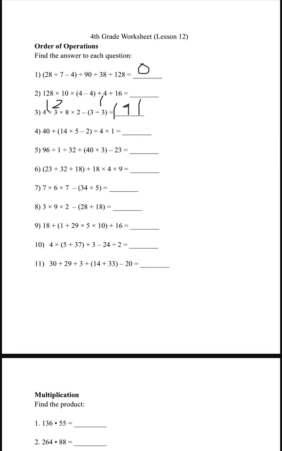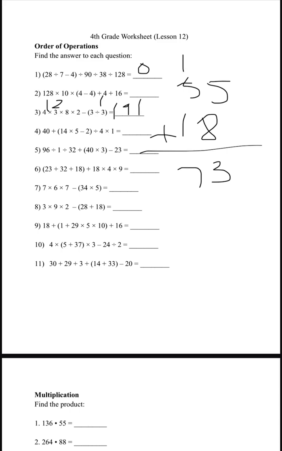And lastly, let's do number 5, 23 plus 32 plus 18 plus 18 times 4 times 9. So we need to do parenthesis first. 23 plus 32 plus 18. So 23 plus 32 is 55, and plus 18 is 73. And we got 73 in here. And we need to do multiplication second.